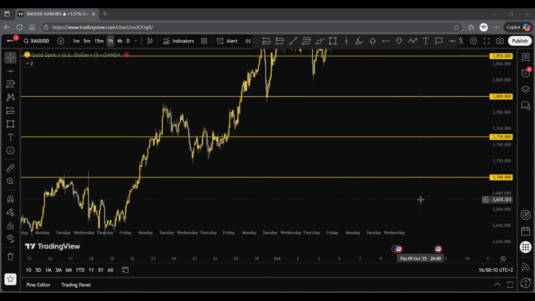Let's get into it. So as you can see here, it's 3,700. We go all the way to 3,750, all the way to 3,800. What do we see there in terms of numbers? Number one, they are whole numbers. Number two is that we are adding 50. There's always a 50 difference in all of this. So as price moves, you add another 50, you add another 50.